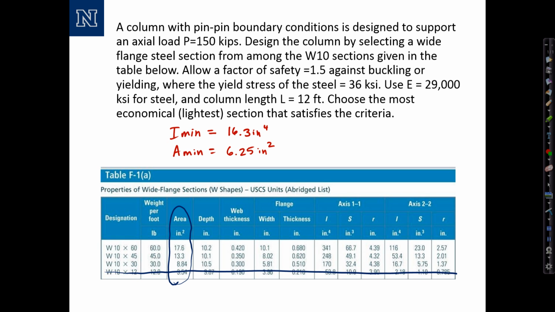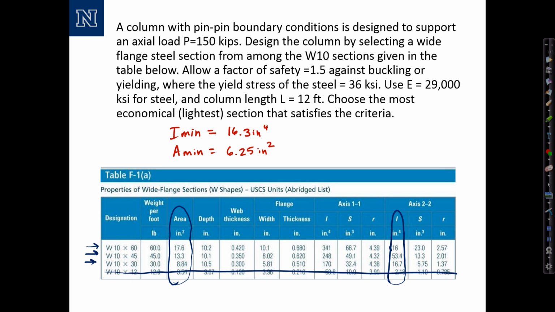Next, the moment of inertia criteria. The moment of inertia has to be at least 16.3 in both directions. The weak axis buckling is going to govern. That's this column right here. And we see that each of these also satisfies the moment of inertia I-min criteria because they're all greater than 16.3. So basically, any of these three sections will work, a W10 by 30, 45, and 60.